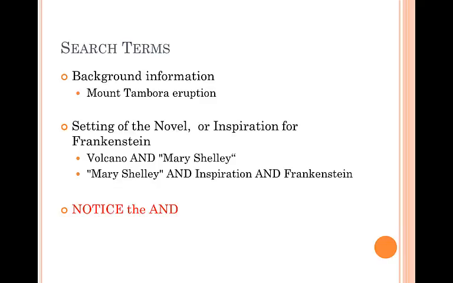Then we can go on to find out information about the setting of the novel, or the inspiration for that setting for Frankenstein. Our search terms might be volcano and "Mary Shelley," or we could possibly use "Mary Shelley" and inspiration and Frankenstein. Notice the ands, and notice the quotes. The ands are used to make sure that the software connects all of those terms together. And the quotes are used to make sure we get Mary Shelley as one phrase instead of Mary or Shelley. That's very important when doing searching, because you want to have as focused a search as possible.